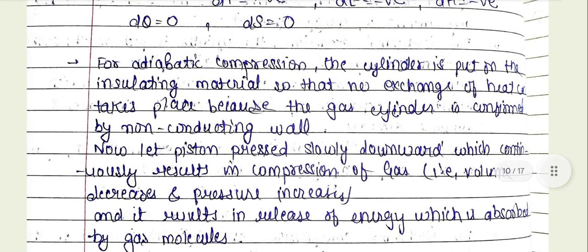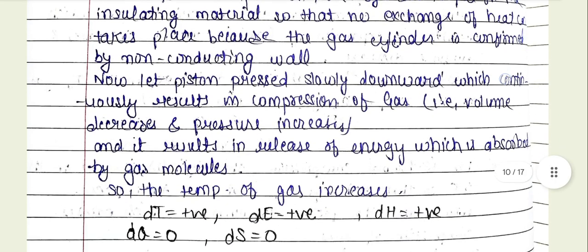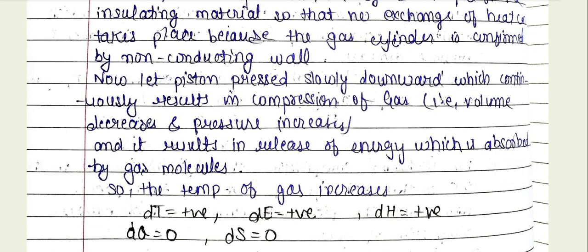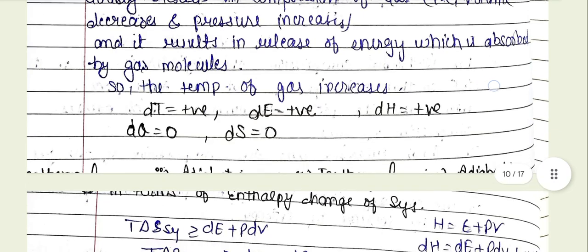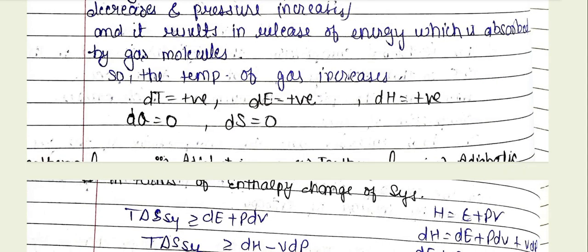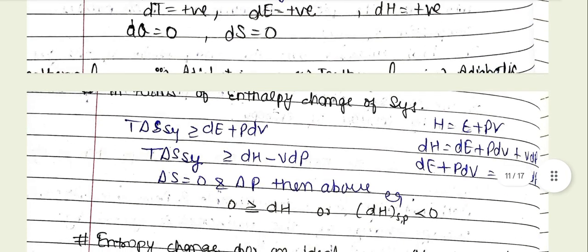For adiabatic compression, the cylinder is put on the insulating material so that no exchange of heat can take place, because the gas cylinder is confined by the non-conducting wall. Now let the piston press slowly downwards, which continuously results in the compression of the gas, that is, volume decreases and pressure increases, and it results in the release of energy which is absorbed by the gas molecules, so the temperature of the gas increases. dT will be positive, dE positive, dH positive, dQ will be 0 and dS equals 0.